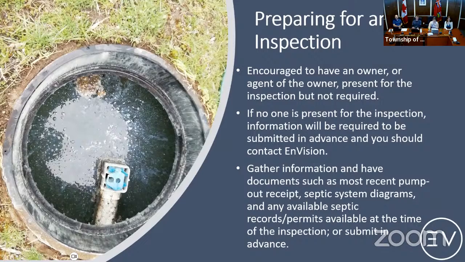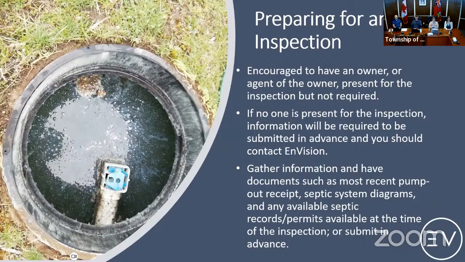So the last point in here was to gather documentation. Some of the documentation that we would be seeking is your most recent pump out receipt. And then if you have any diagrams or septic records or permits, anything that the township has, they have passed over to us. So we have whatever we reasonably can. However, it's not going to be everything necessarily.